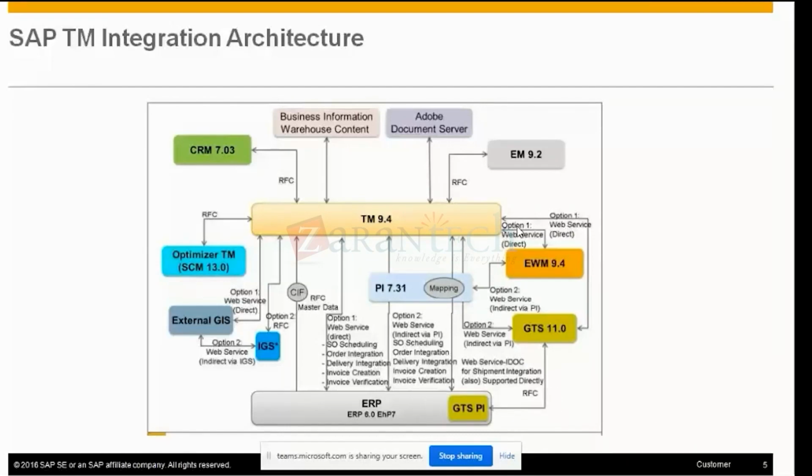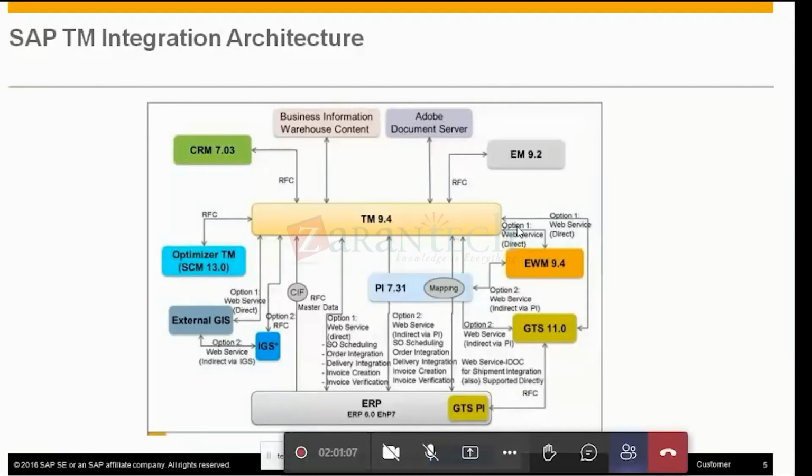Okay, that's where you can use PI as a middleware. But if you have TM and EWM in the same server, you can use the normal SOA manager. I don't know how many of you are aware of the SOA manager technique. It is also called WSRM, Web Service Reliable Messaging, a middleware technology. That technology is very cheap and much easier to monitor and manage than PI. So you can use that mechanism to transfer your data from TM to EWM and vice versa.